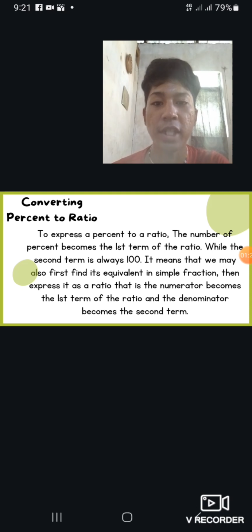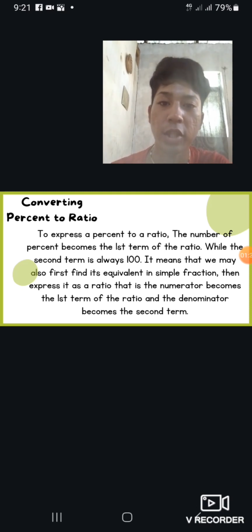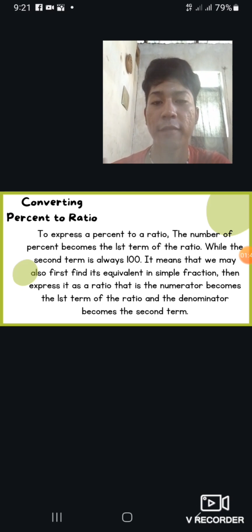In a ratio, with the first term and the second term, the second term would always be the denominator, that is the 100, because that is the value of the percent. So it is automatically 100. It just depends on the value above, the value of your percent. That becomes your first term, and then you express it in simplest form by dividing by the greatest common number.